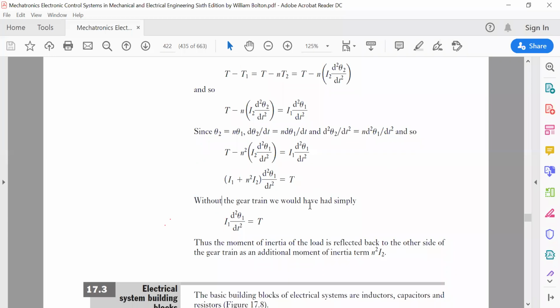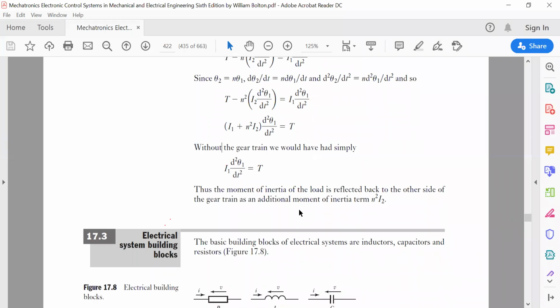Okay. So if there is no gear, without the gear train, we had simply written that torque is equal to I into alpha. Means there are no two gears involved, only one single gear is there. Then it would have become very easy. We have applied some torque, we have got some acceleration, and this is Newton's second law, and we can write simply torque is equal to I1 d2 theta1 by dt2.